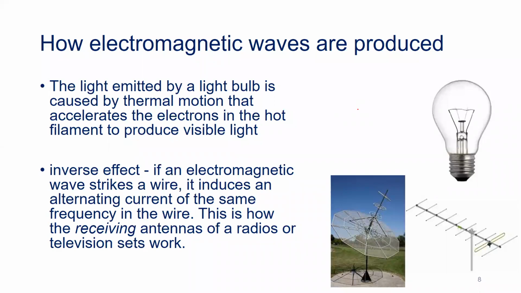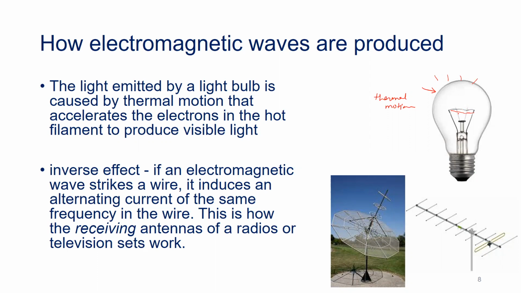Okay, so we continue with understanding how electromagnetic waves are produced. The second example is of this light right here. We see the visible light from this bulb, and the light emitted by this bulb is caused by the thermal motion. Let me write it here. Thermal motion that will accelerate the electrons in the hot filament of this bulb. And that's how we see the visible light.